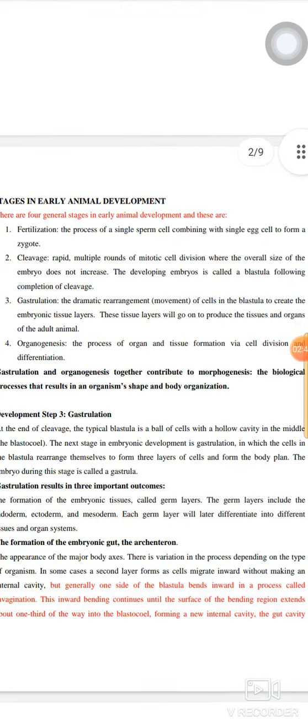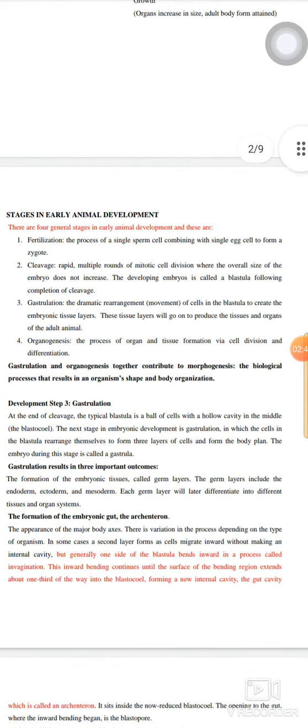So having talked about that, talk about stages in early animal development. So in the exam, I can ask us to list and explain the four stages in early animal development. So I expect to see fertilization, cleavage, gastrulation, and organogenesis, while you also explain the meaning. So I say fertilization is the process of a single sperm cell combining with a single egg cell to form a zygote. It mustn't be a single sperm or single egg, it depends, but just know it's the fusion of the sperm with egg to give rise to an embryo.